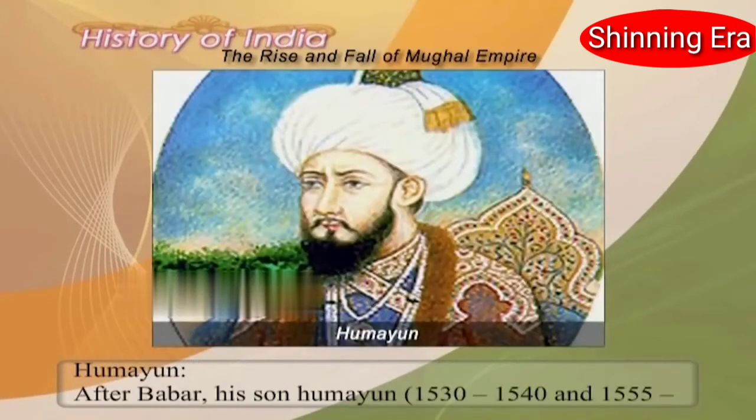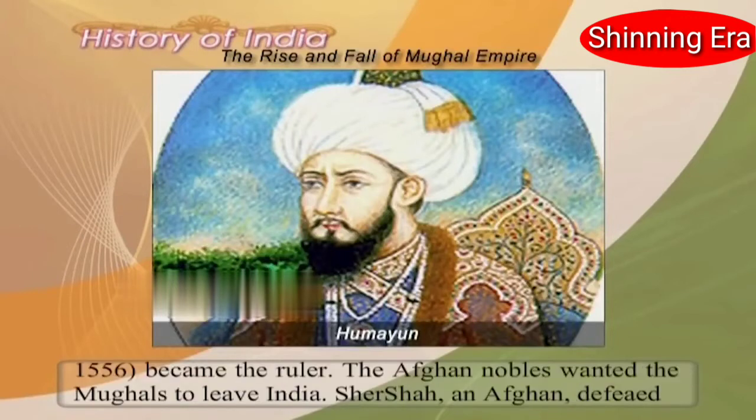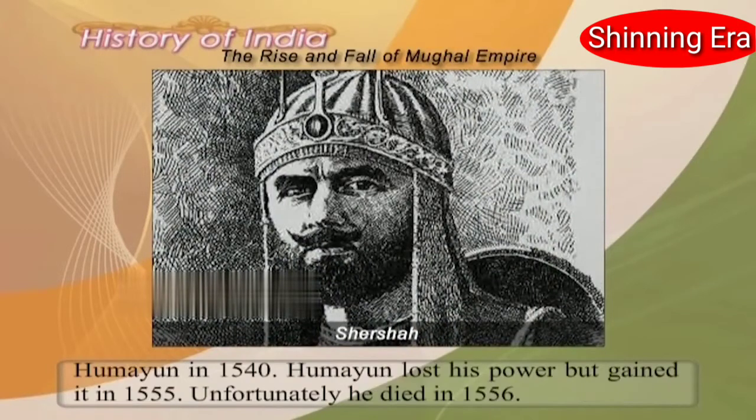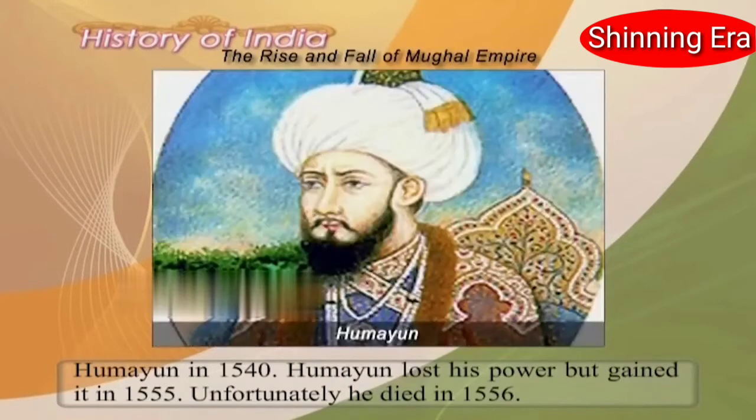Humayun. After Babur, his son Humayun became the ruler. The Afghan nobles wanted the Mughals to leave India. Sher Shah, an Afghan, defeated Humayun in 1540. Humayun lost his power but gained it in 1555. Unfortunately, he died in 1556.